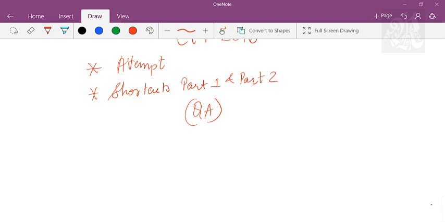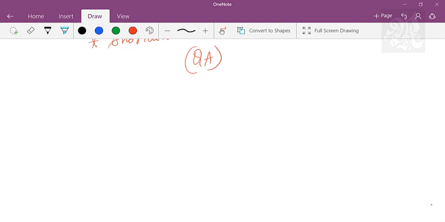Let's start with how do you attempt the paper. Now when I say attempting the paper, there are 4 sections, as we already have mentioned. LR, you have abstract reasoning, you have quant and DI, and you have verbal. Alright, so this is how it is.